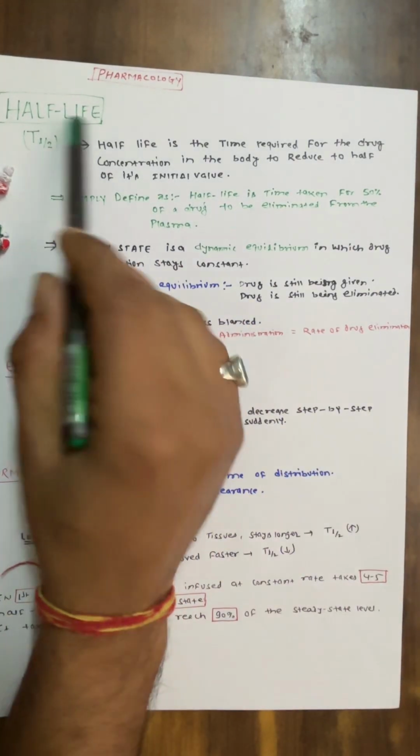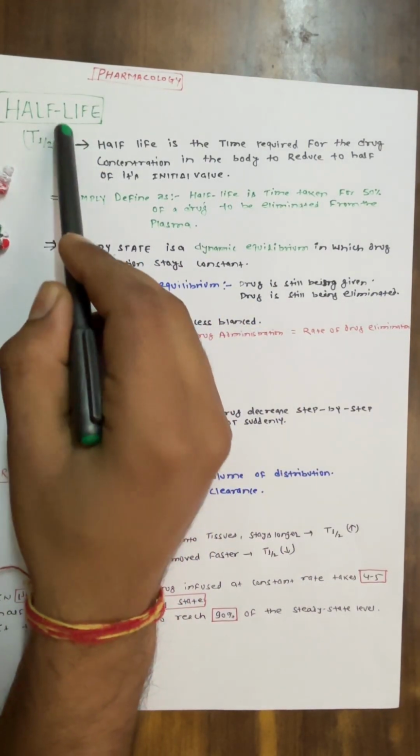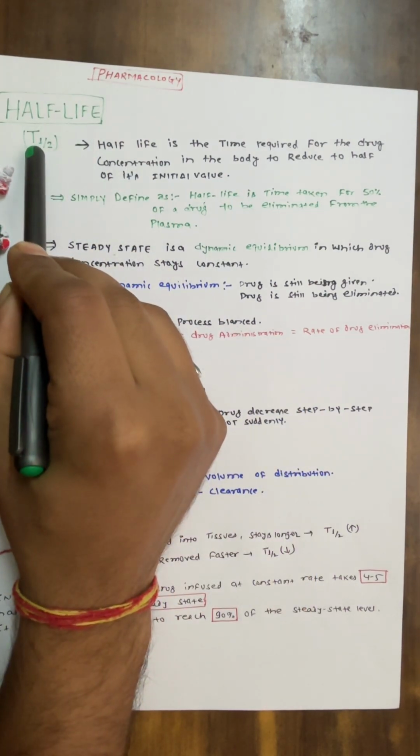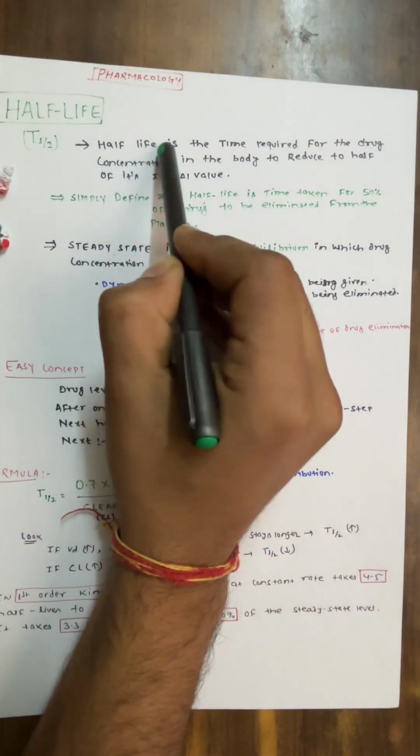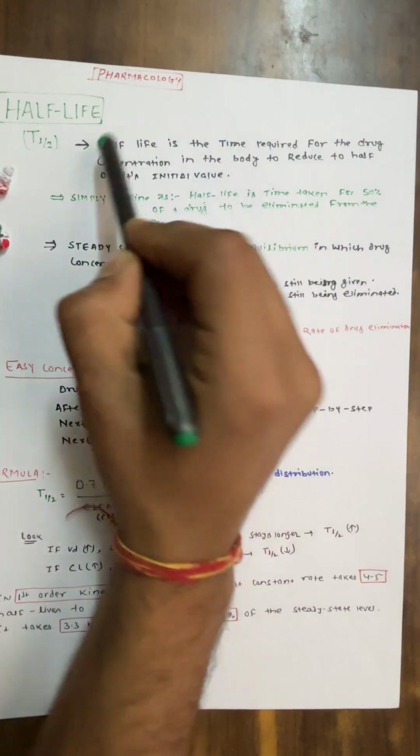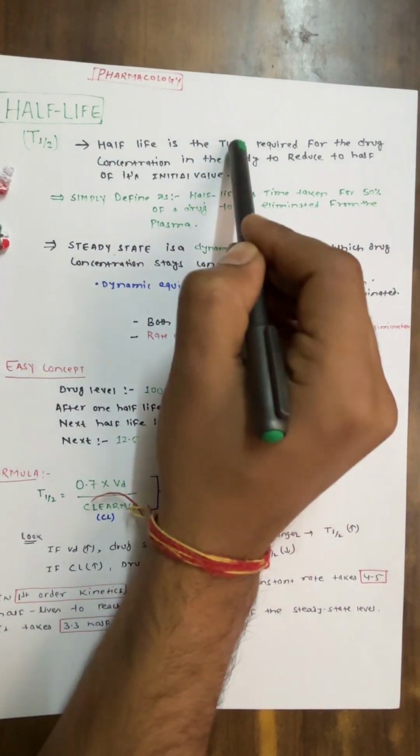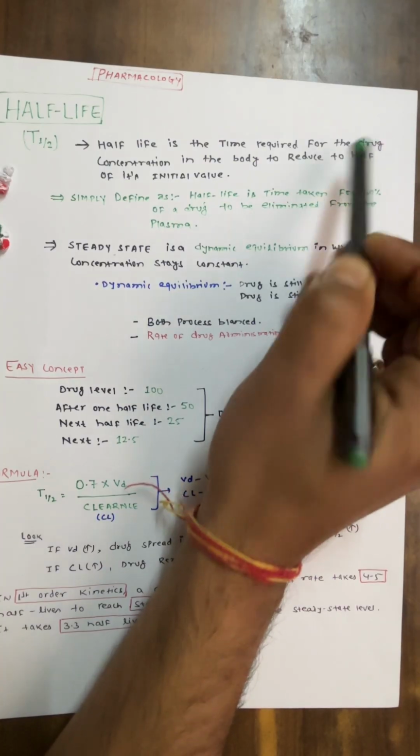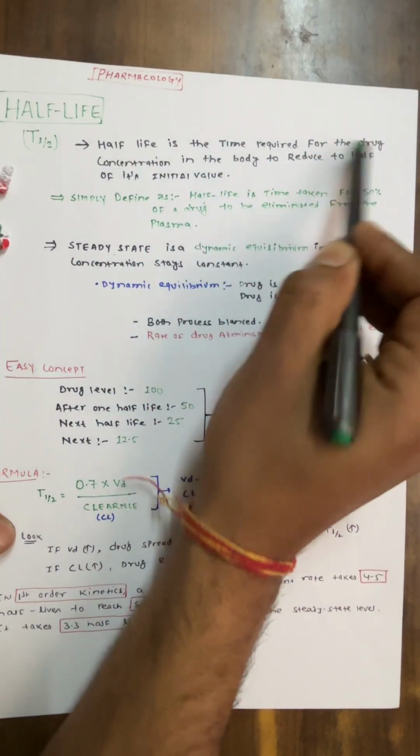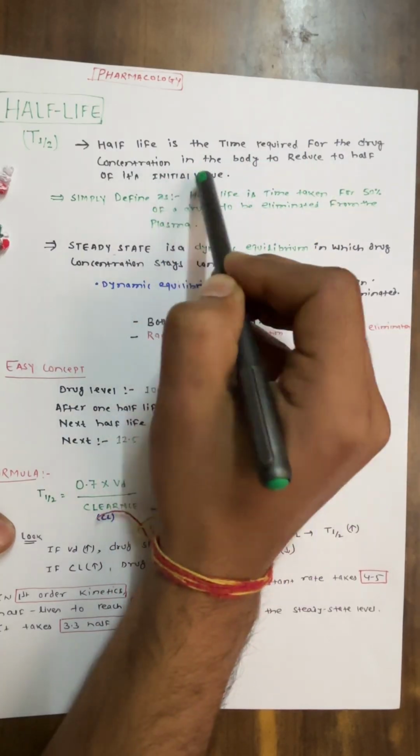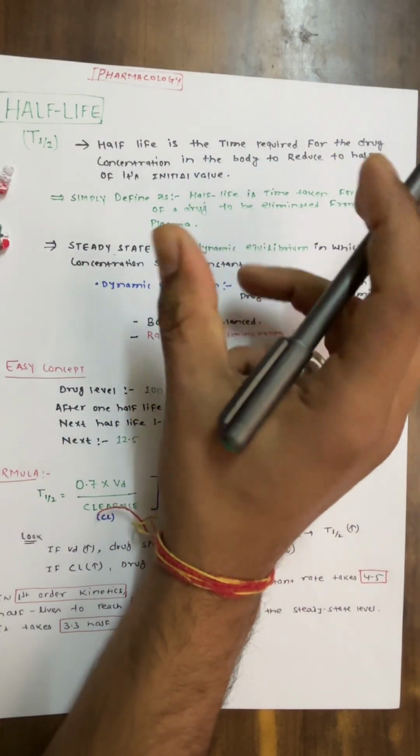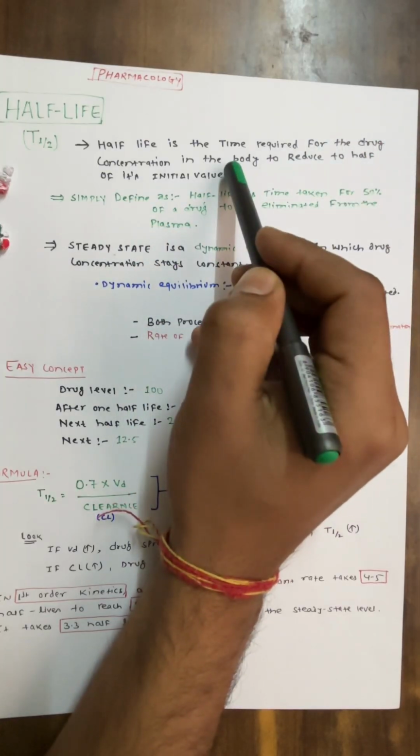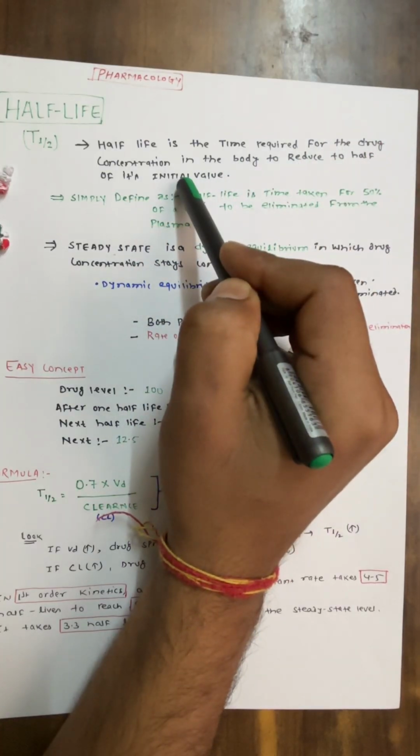So let's understand half-life. First we'll see its definition in simple language. It's denoted by T 1/2. Half-life is a time. Always remember, it's the time required for a drug, whatever drug is taken in the body, for its concentration in the body to reduce to half of its initial value. So simply, half-life is the time required for the drug concentration in the body to reduce to half of its initial concentration.